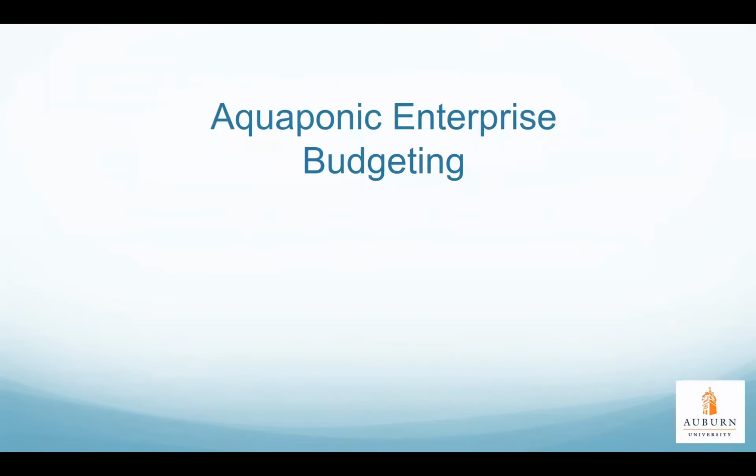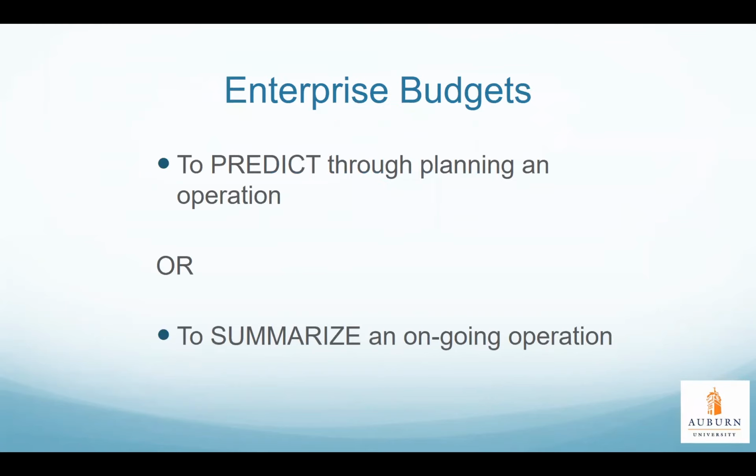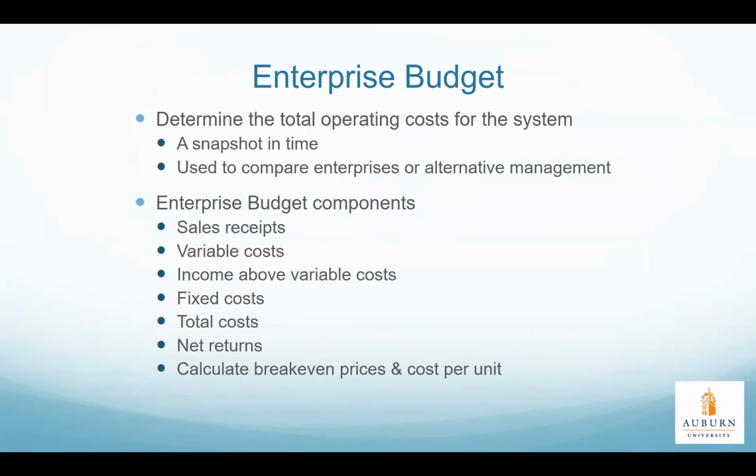So now we go to enterprise budgeting. We've shown you how to get the fixed costs from that investment table. We've shown you now how to do the variable cost. So now we do the enterprise budget. And this is to help us predict through a planning operation and to summarize ongoing operations. An enterprise budget is a snapshot in time, and it's used to compare this enterprise to something else. If you wanted to just grow tilapia or just wanted to look at a floating bed production of lettuce, follow the same rules, and you could compare this to that and see which one you might want to do.